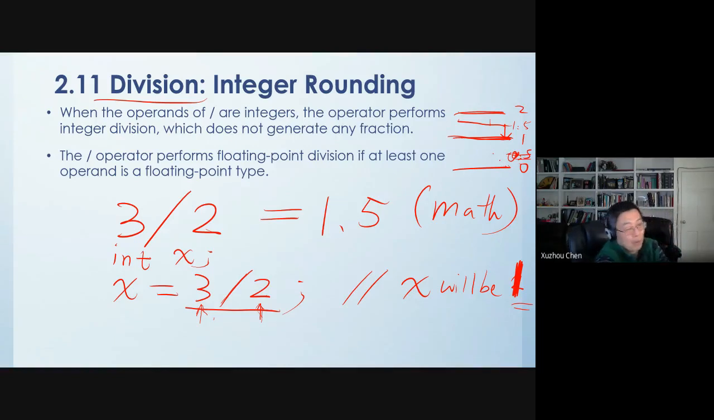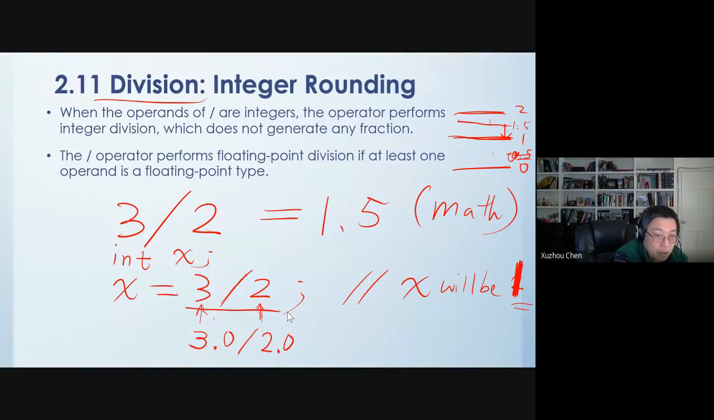Now, if I really want to do 3 divided by 2, but I want to get the result 1.5, what do you do? There are a couple of ways you can do it. One, instead of writing 3, you write 3.0 divided by 2.0. Now you're going to say, wow, that's nothing. What's the difference between 3 and 3.0? Yes, in math, 3 and 3.0 are the same number.